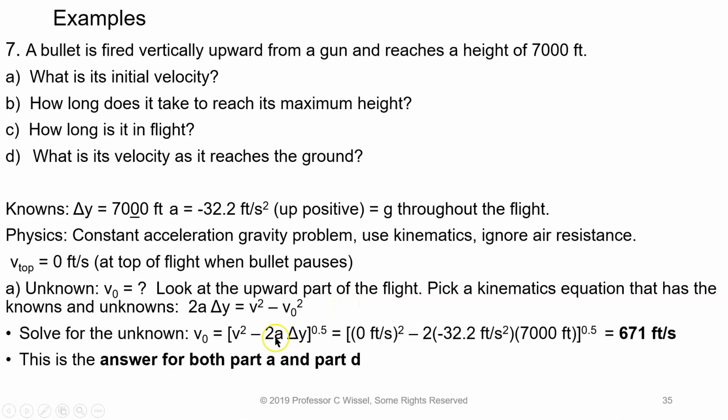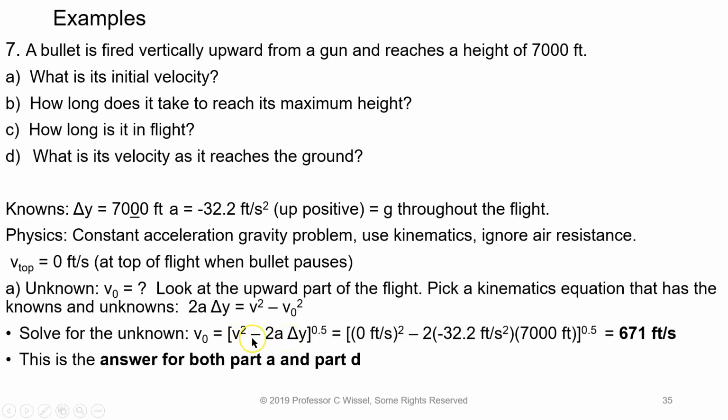Solve this for the unknown. Do it this way. Don't plug the numbers in here. Do it this way. V naught equals the square root of v squared minus 2a delta y. Now, notice that this will drop out, and you'll wind up with v naught equals minus 2a delta y, and take the square root of that quantity.